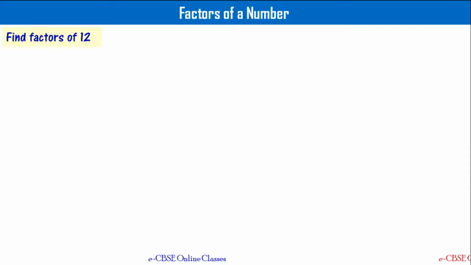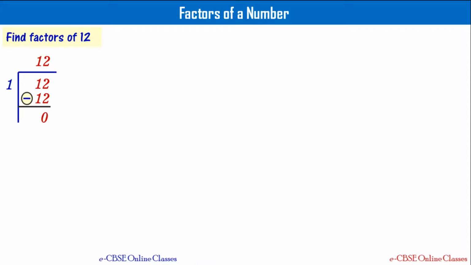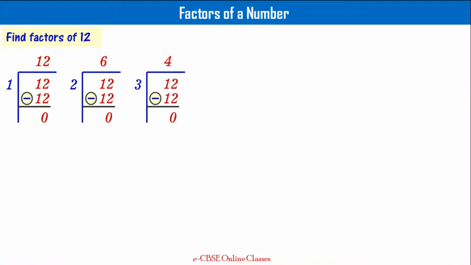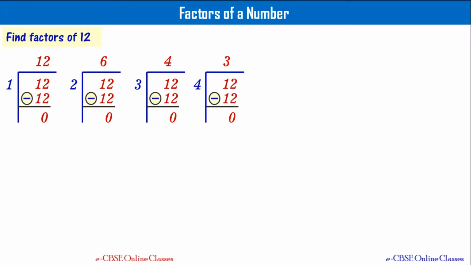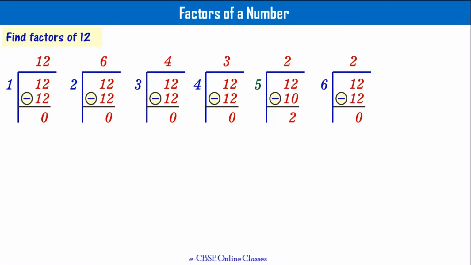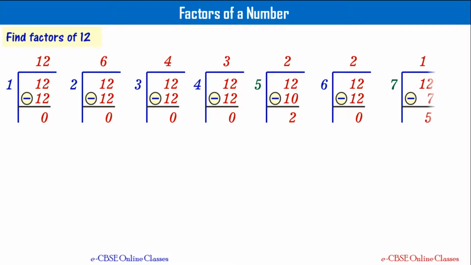Let's find factors of 12 now. Let's divide 12 with number 1. You got remainder 0. Divide 12 with 2. You got remainder 0. 12 with 3. 0 again remainder. Let's divide 12 with 4. Remainder is 0. Let's divide 12 with 5. You got remainder 2 here. Let's divide 12 with 6. You got remainder 0 here again.